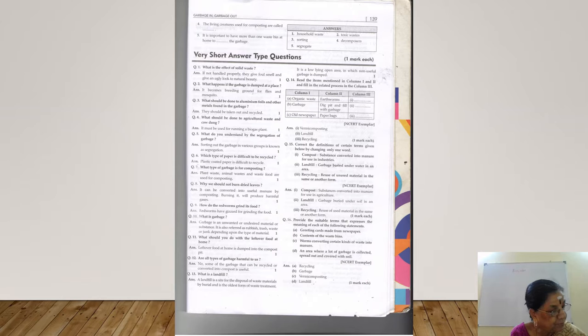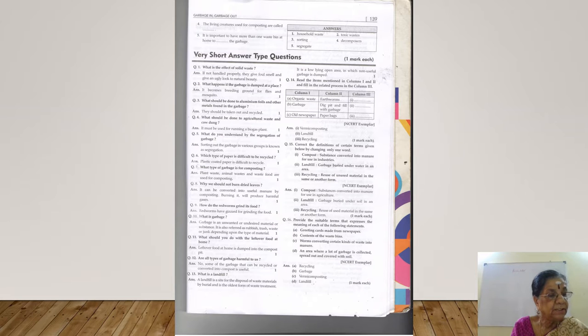Then are all types of garbage harmful? No, not all types of garbage are harmful. Then what is a landfill? This question comes up often. A landfill is a low lying area. Otherwise we say a landfill is a site for disposal of waste material by burial and is the lowest form of waste treatment. It is a low lying open area in which non-useful garbage can be dumped.